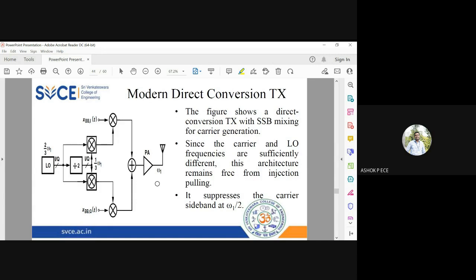So it is going to suppress the other frequency, so that the power and the other requirements are going to be completely saved in our architecture. Okay, since the carrier and LO frequencies are sufficiently different, it is free from injection pulling and suppresses the carrier sideband at omega 1 by 2. And it sends the signal only at the frequency omega 1.